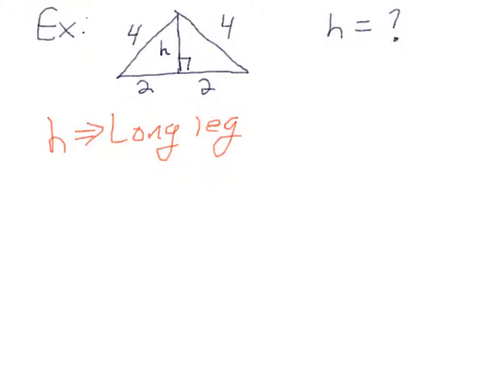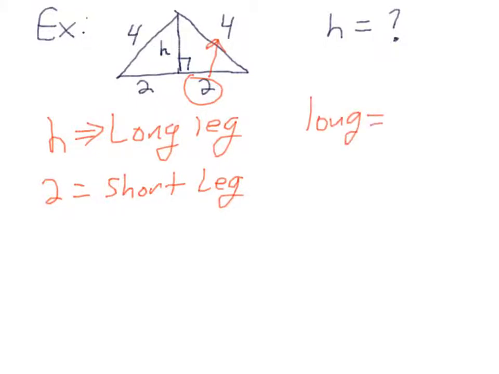Once again I look at this and I see that 2 is half of 4, and remember the short leg times 2 is the hypotenuse, so that's my short leg. Then I know that, and we'll write this down too, that 2 is my short leg. And I want to find H, which is my long leg. Well, I have a formula that says the long leg equals the short leg times the square root of 3. Once we've identified that we've got a 30, 60, 90 triangle, this becomes pretty straightforward.